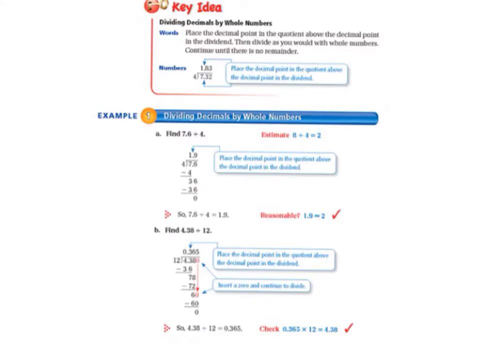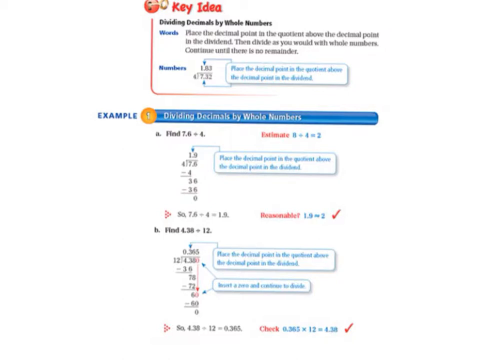Today we're going to start on page 94 of your textbook. Let's take a look at the key idea at the top of the page. Dividing decimals by whole numbers. Place the decimal point in the quotient above the decimal point in the dividend. Then divide as you would with whole numbers. Continue until there is no remainder.